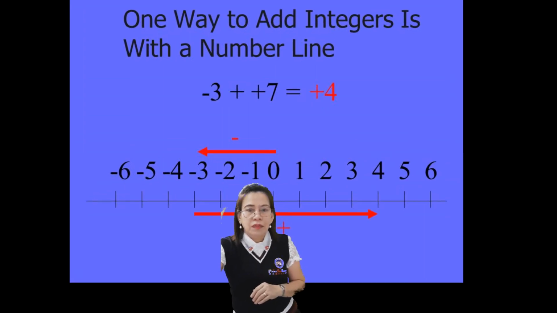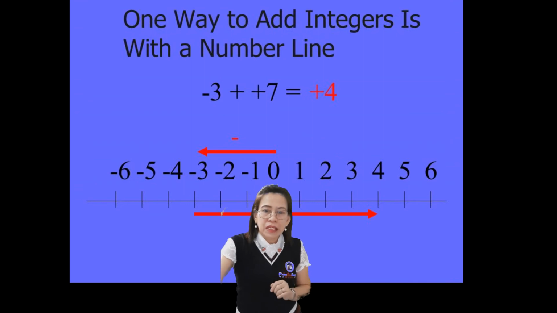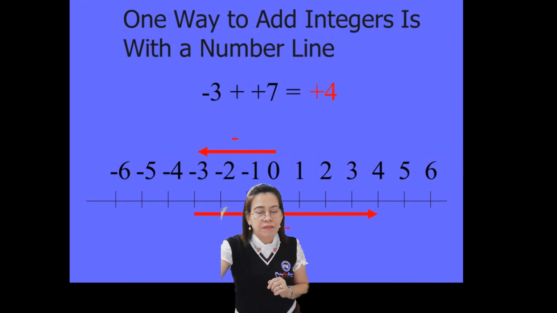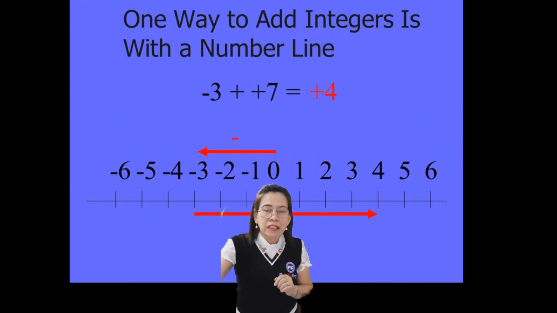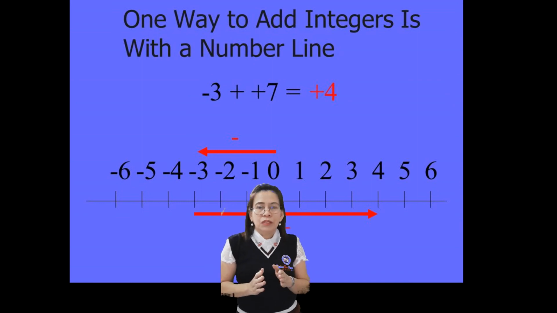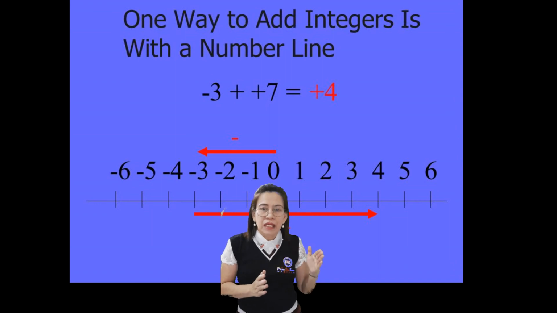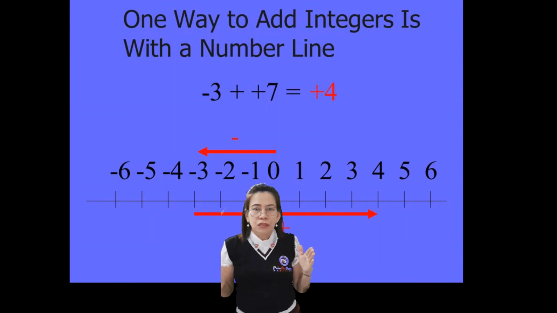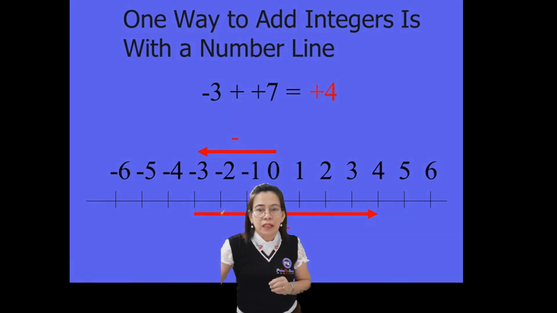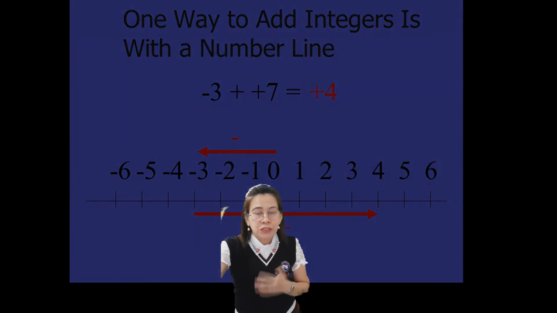Okay. Now another one. Negative 3 plus positive 7. So you will start counting from 0, 3 counts to the left. So from negative 3, you count 7 counts to the right. So you have noticed that you will end up with positive 4. So that is your answer.